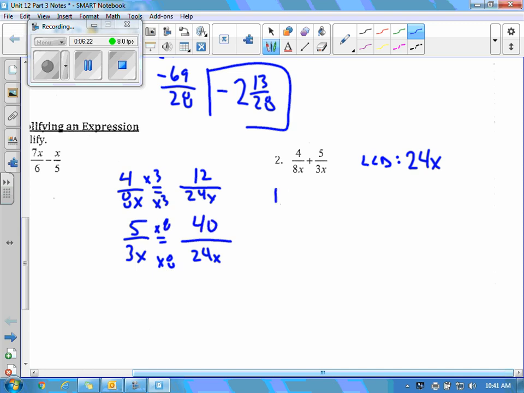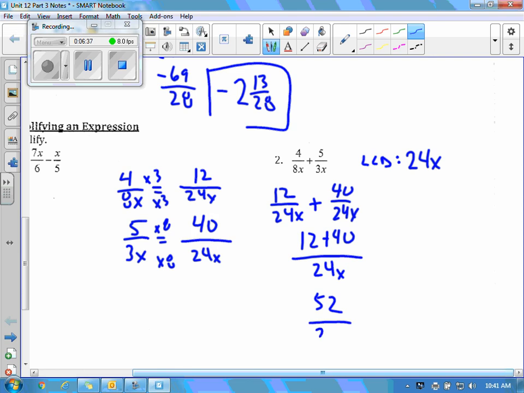And then this is a pretty straightforward one because I'm just adding them together. So I'll do 12 plus 40 in my numerator, 24x in my denominator. So I will get 52 over 24x. Now I can reduce that, but I'm not turning it into a mixed number. Both of those can be divided by 4. So I get 13 over 6x.